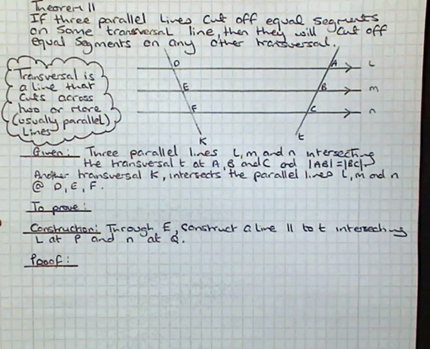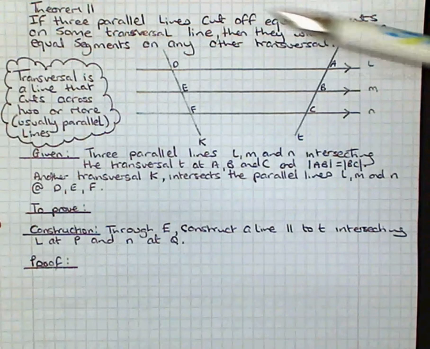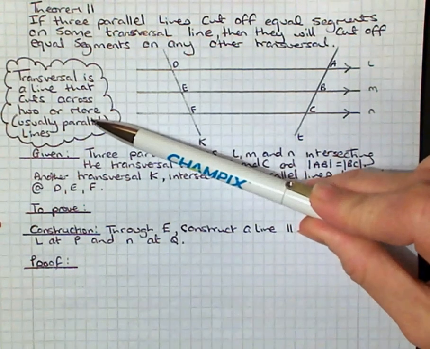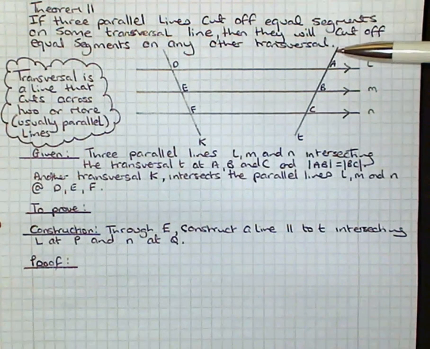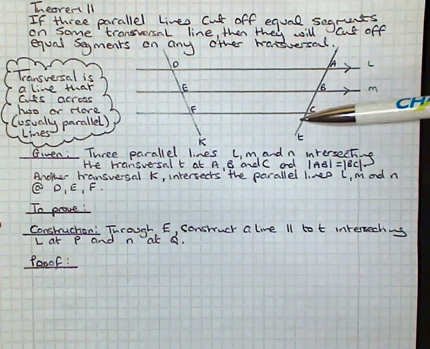Theorem 11. If three parallel lines cut off equal segments on some transversal line, then they will cut off equal segments on any other transversal. Okay, the first thing is to look at what is a transversal. So I have the definition over here. A transversal is a line that cuts across two or more, usually parallel lines.